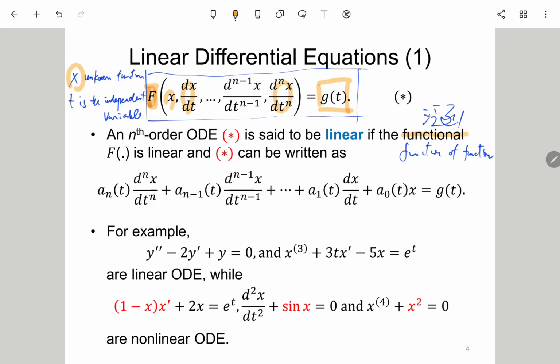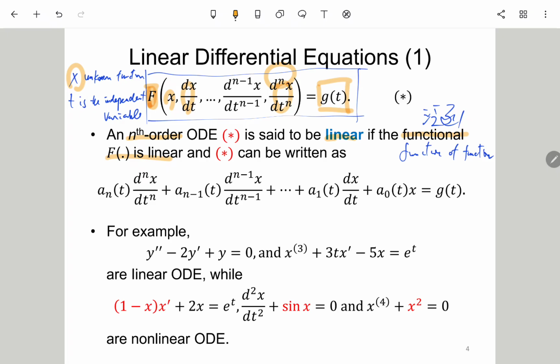So why do we need the linear? Here it says an nth order ODE, corresponding to the nth order derivative, is said to be linear if the functional f is linear. So the ODE is linear if the functional is also linear. But what does it mean?